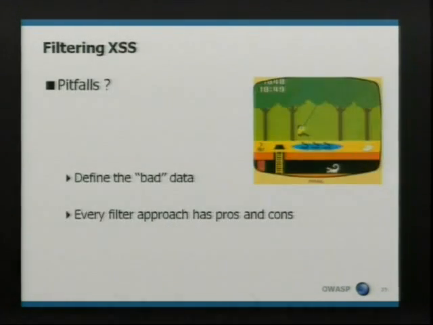Okay. Never mind. So what are the pitfalls of these approaches? So first of all, we have to define the bad data, right? And now we're discussing the pros and the cons of each approach. So the string search and deny input approach is first of all very easy to implement. Yeah, and deny is always good to have.